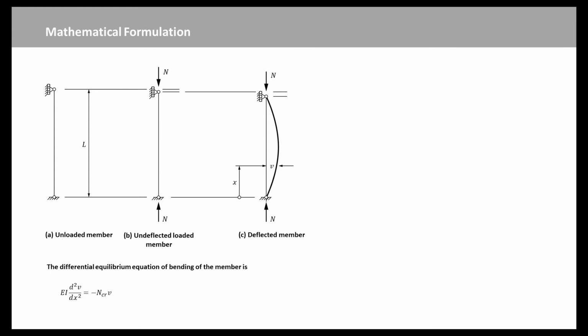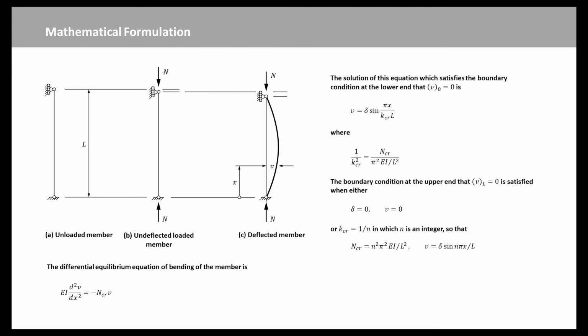The differential equilibrium equation of bending of the member is this equation, where EI is the flexural rigidity of the compression member. This equation states that for equilibrium, the internal moment of resistance must exactly balance the external disturbing moment at any point along the length of the member. When this equation is satisfied at all points, the displaced position is one of equilibrium.